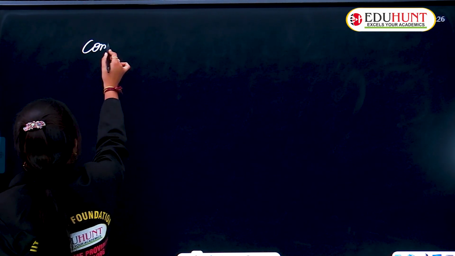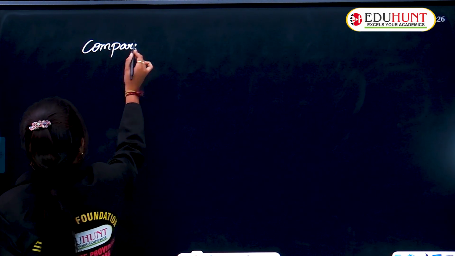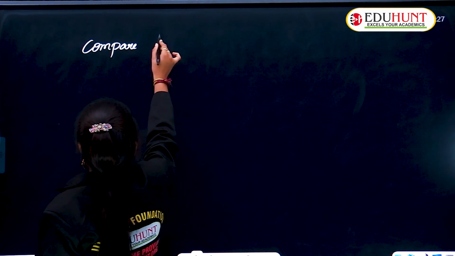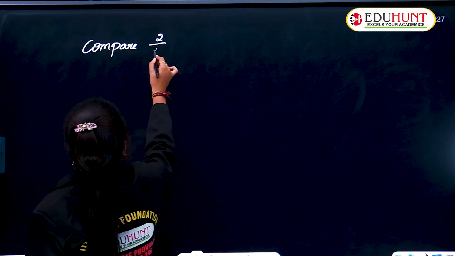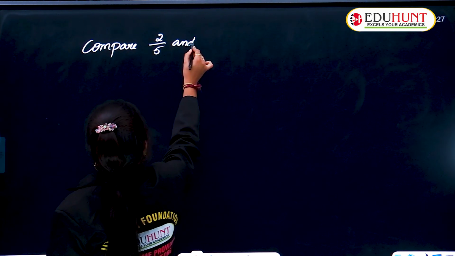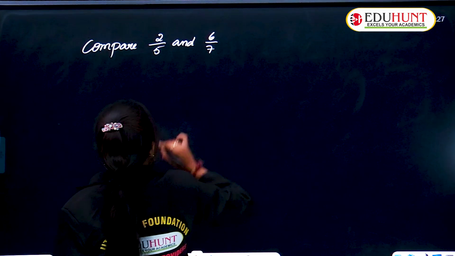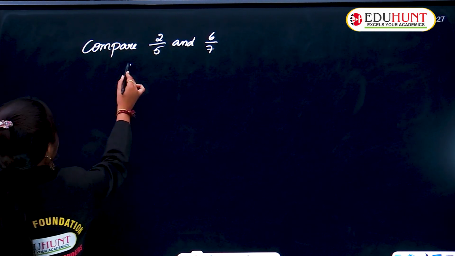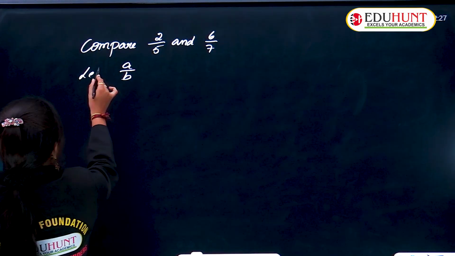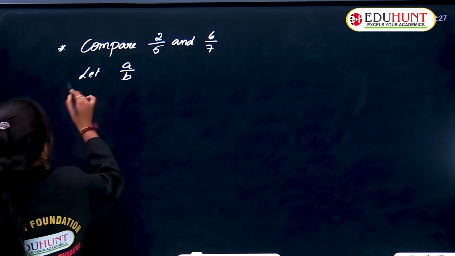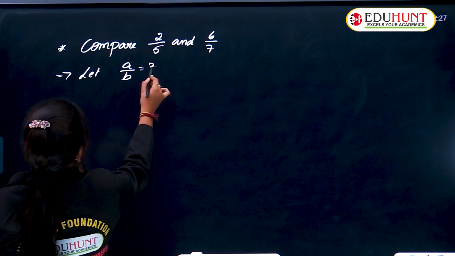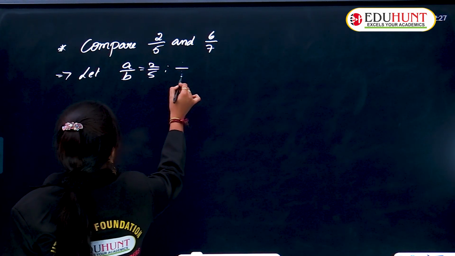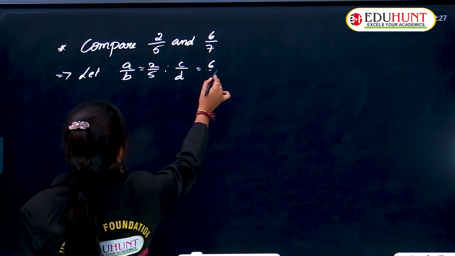Compare 2 by 5 and 6 by 7. Easily, let a by b be 2 by 5 and c by d be 6 by 7.